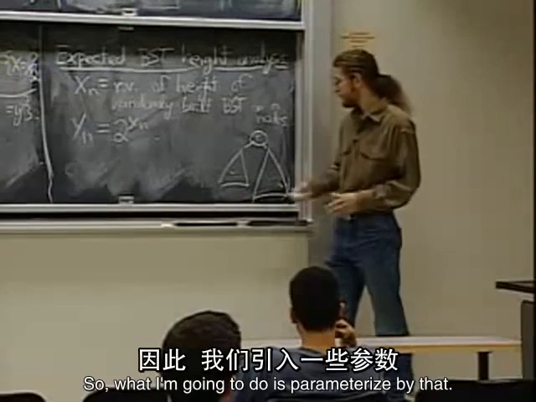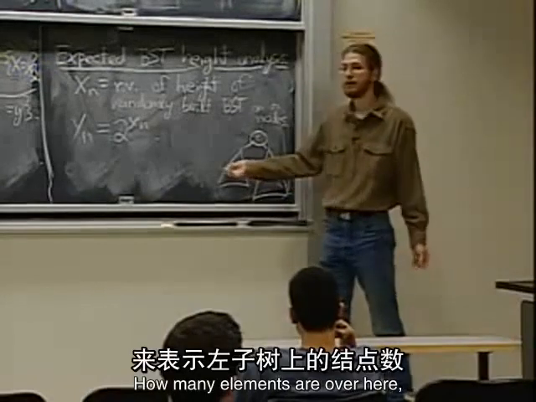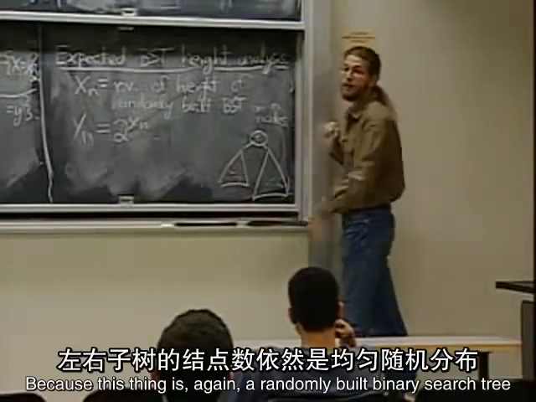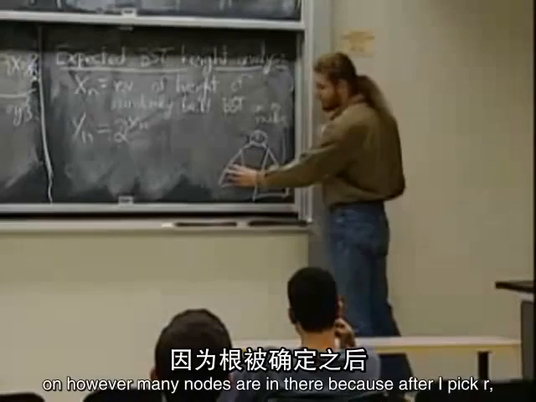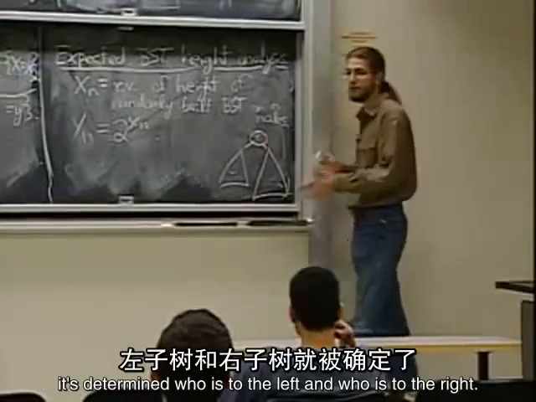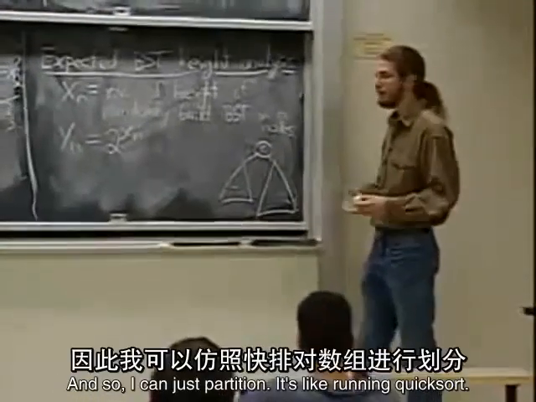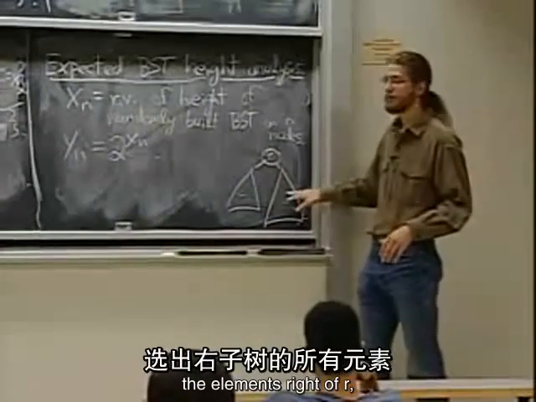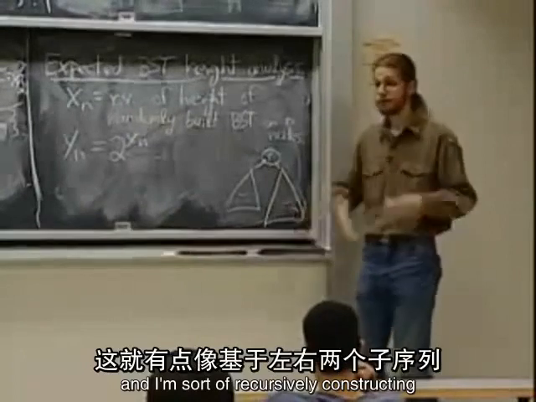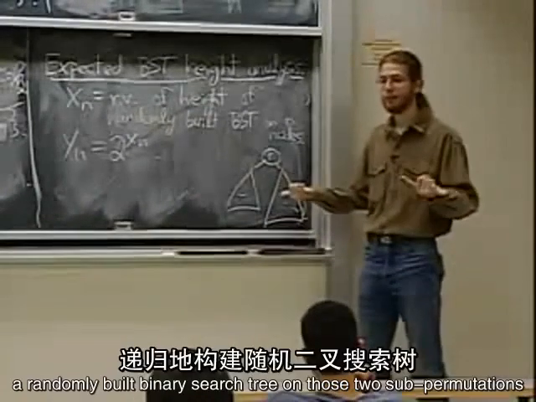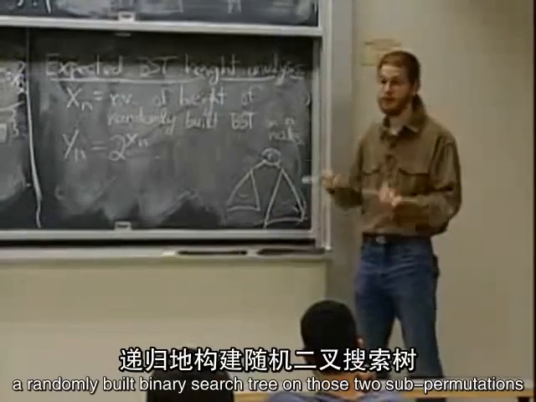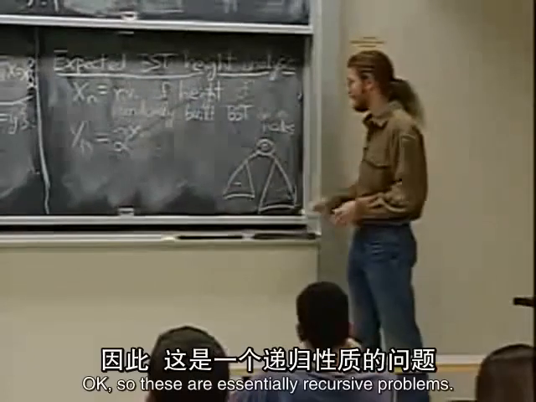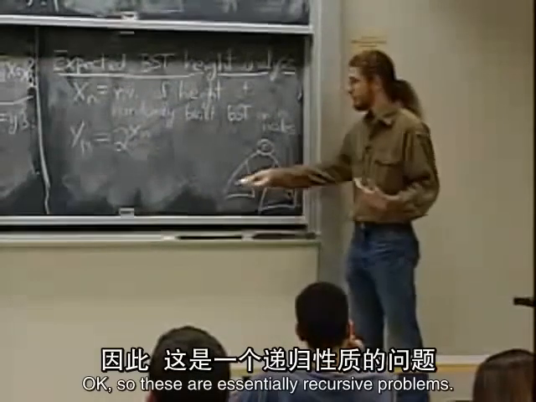So what I'm going to do is parameterize by that. How many elements are over here and how many elements are over here? Because this thing is, again, a randomly built binary search tree on however many nodes are in there. After I pick r, it's determined who's to the left and who's to the right, and so I can just partition. It's like running quicksort. I partition the elements left of r, the elements right of r. And I'm recursively constructing a randomly built binary search tree on those two subpermutations, because subpermutations of uniform permutations are uniform. So these are essentially recursive problems.